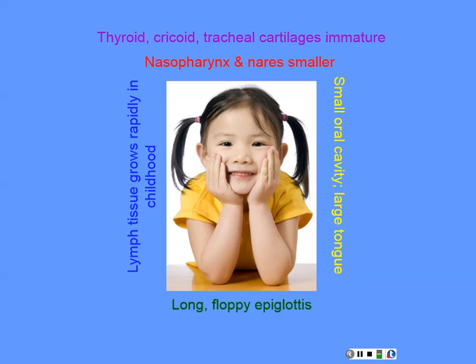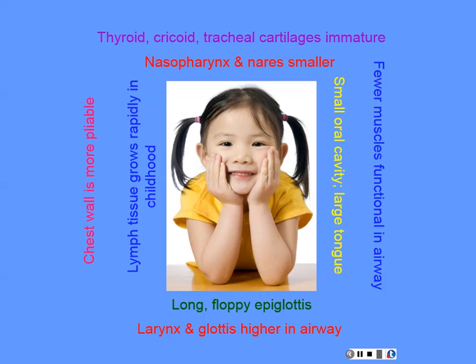Their thyroid, cricoid, and tracheal cartilages are immature. That means they're very flexible and prone to collapse. Fewer muscles are functional along their airway, so they're less able to compensate. When you look at the position of things in their airway, their larynx and glottis are higher in the airway, increasing the risk of aspiration.